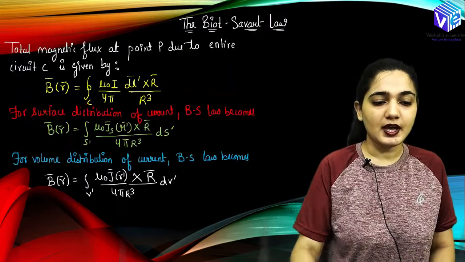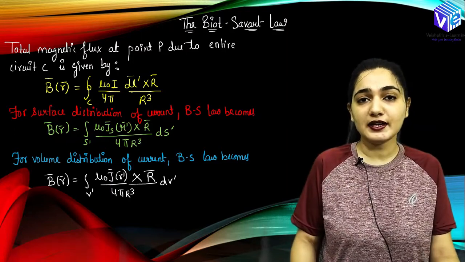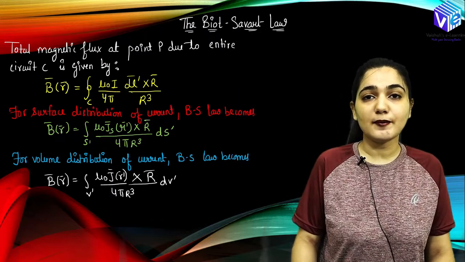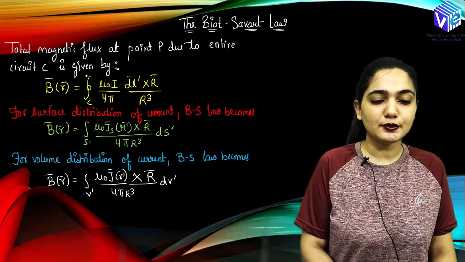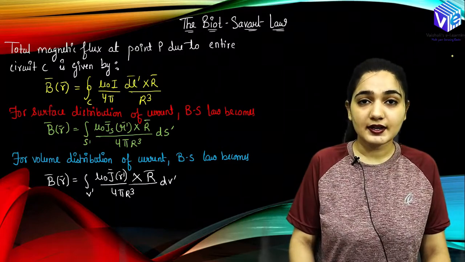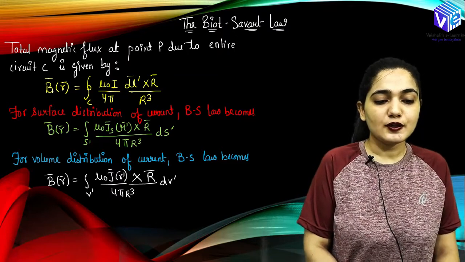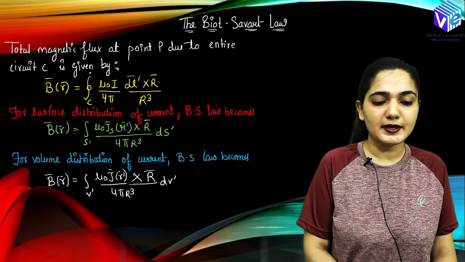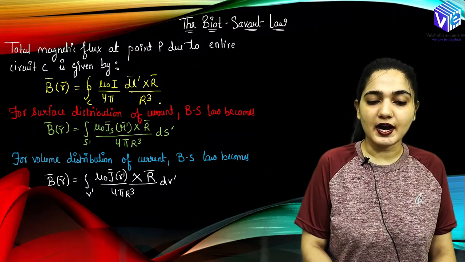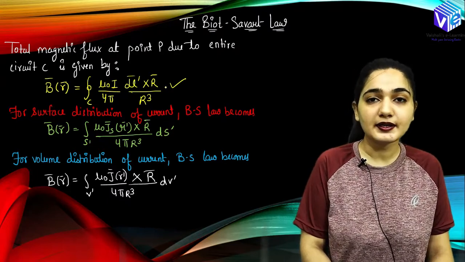Now if I have the entire circuit, as of now we have computed the magnetic field, which is a small magnetic field due to the small element only. Now due to the entire circuit, if I need to compute the magnetic field, I will be taking into consideration the integration. So now I told you that the circuit will be a closed loop circuit. So here I will be taking the contour integration. So the total magnetic field B(r) will be equal to the contour integration of mu naught I upon 4 pi, dl' cross r upon r cube.